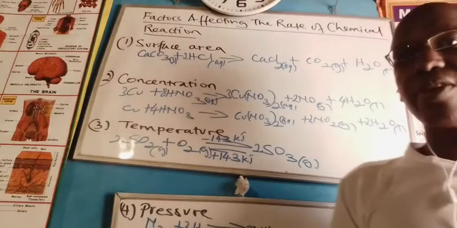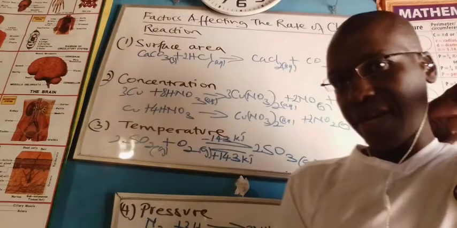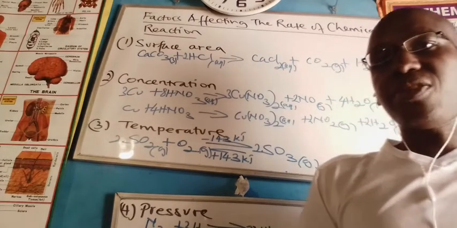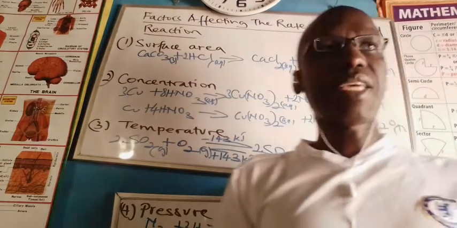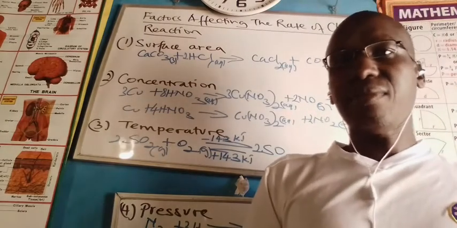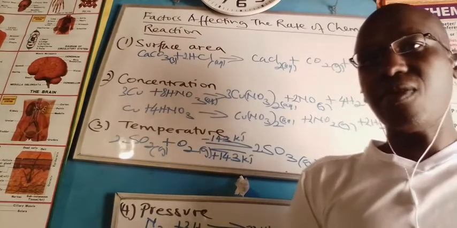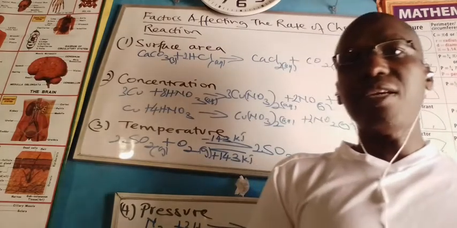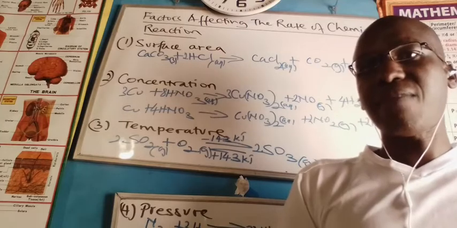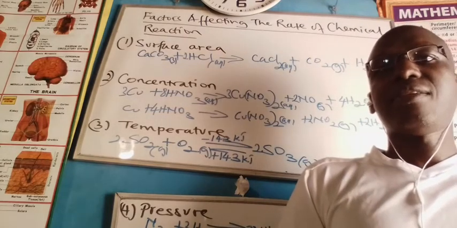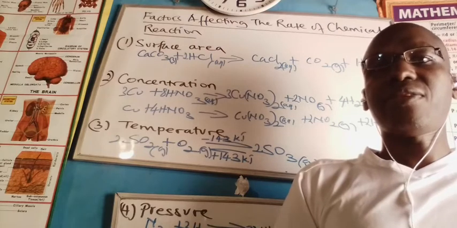Hello, in this session we're going to look at the factors affecting the rate of reaction. Now, the rate of reaction is defined as the time taken for a product to be formed from its reactants. It's also the time taken for a given reagent to be depleted in order to form a product during a chemical change. What then are the factors that affect the rate of a chemical reaction?